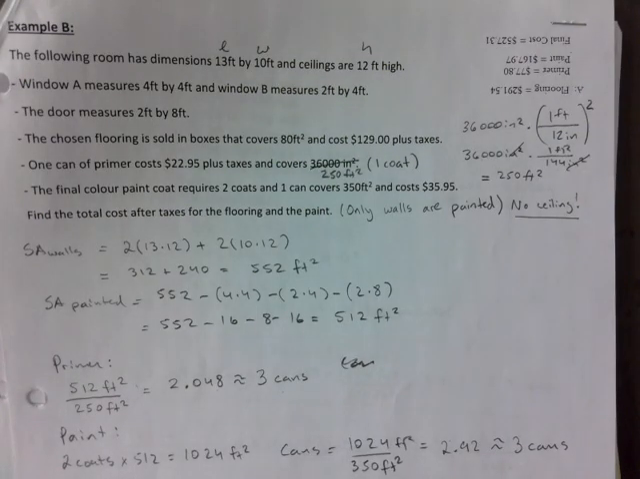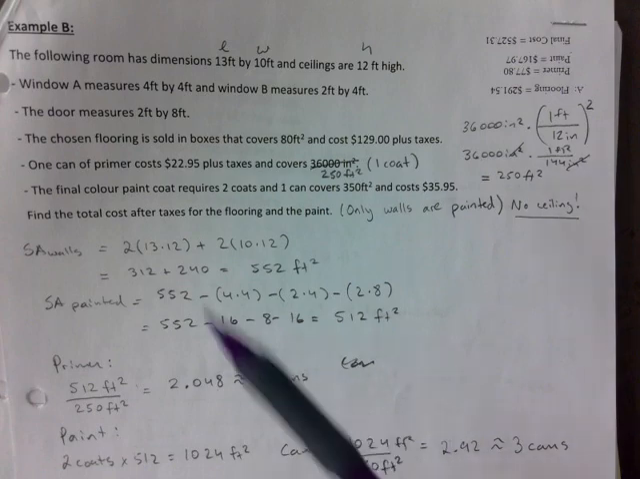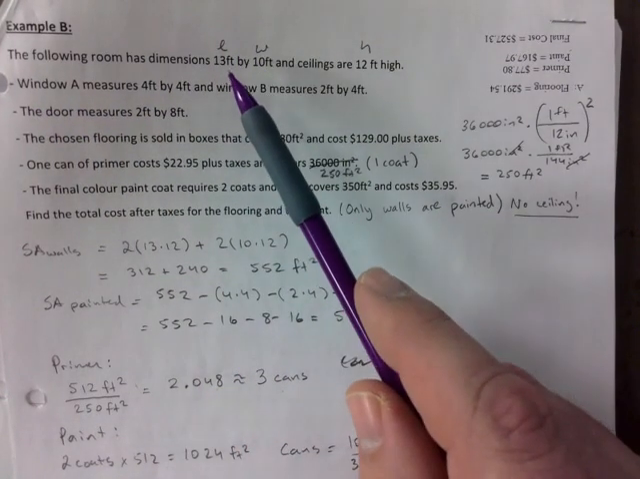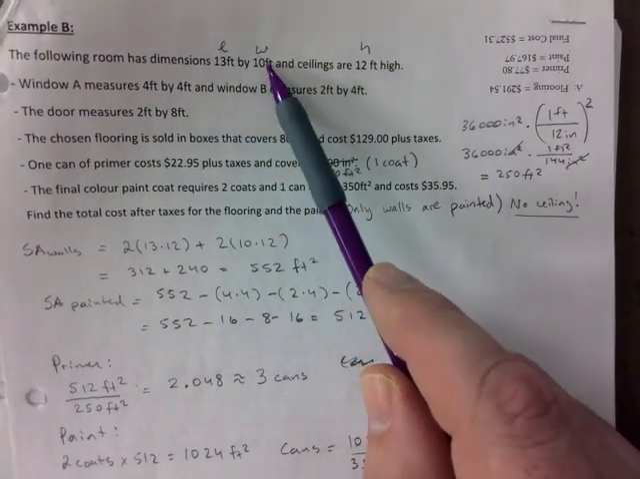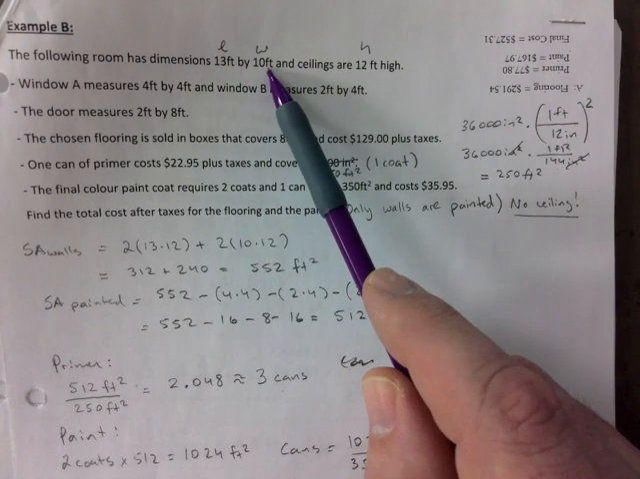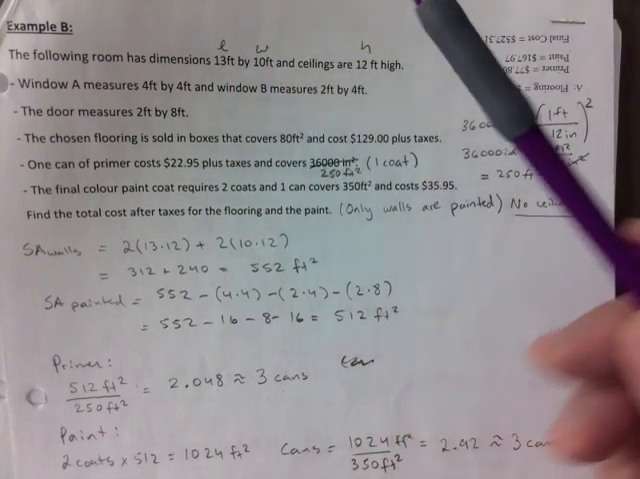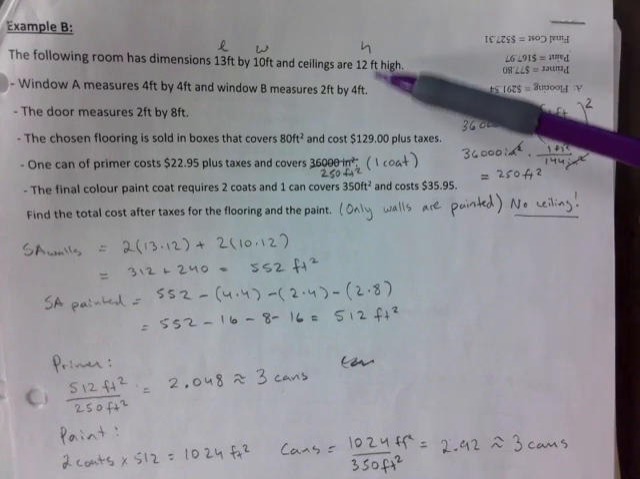So in this case, we had to take away windows and doors because those areas are not being painted. When you have a room with length and width, I just attribute that to this question. This is my length, this is my width. It's on page 12. And the ceilings are 12 feet high.